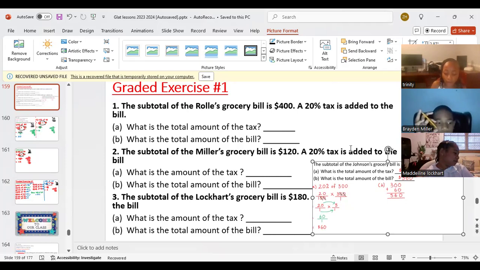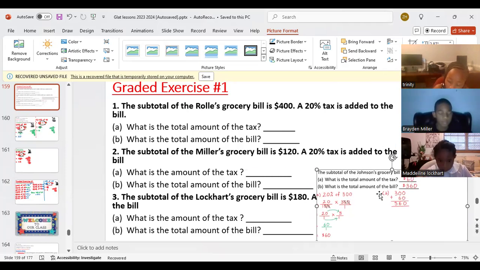Understand? So it's going to be 20% of 400. And then instead of subtracting, you're going to add to find the total amount of the bill. You understand? Yes, sir. Okay, good.